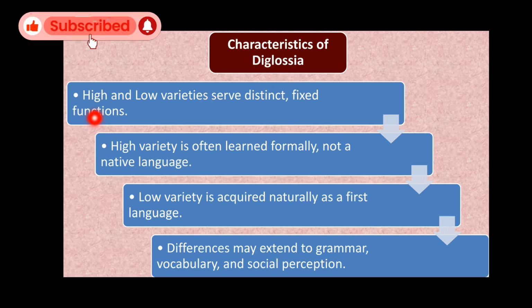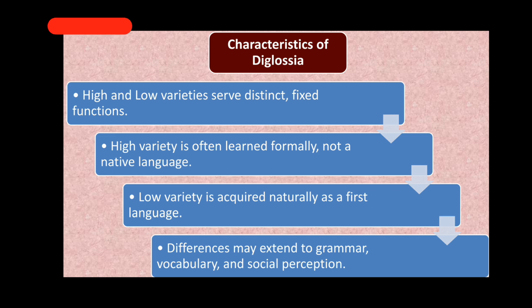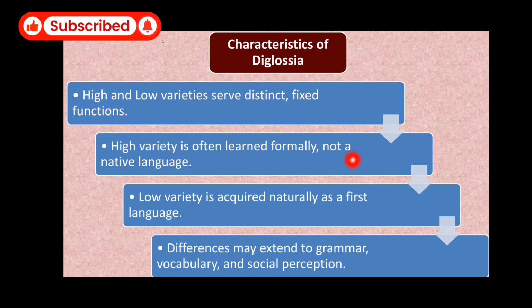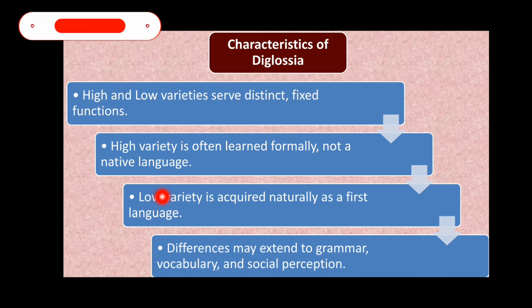Characteristic of diglossia: high and low variety serve distinct and fixed functions, right? The function of high variety, as I told, is education, official correspondence, news channels, media, etc. And high variety is often learned formally, not as a native language, while low variety is acquired naturally as the first language. So we can't find such a thing in register, because low variety is acquired naturally as a first language, but with register we don't have such a thing. Differences may extend to grammar, vocabulary, and social perception in diglossia.